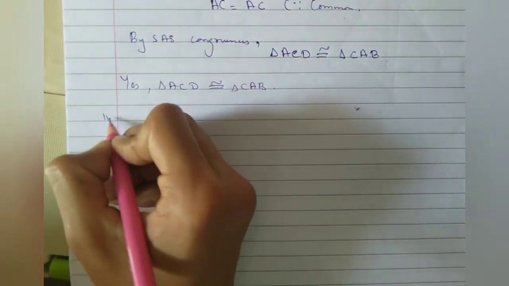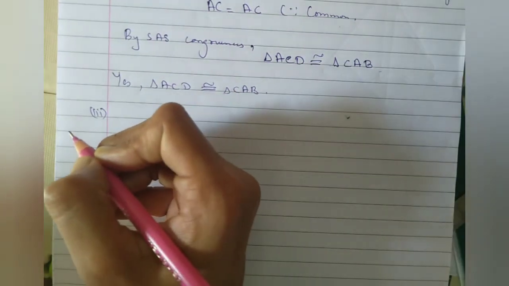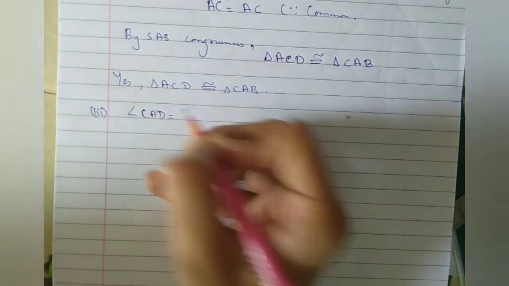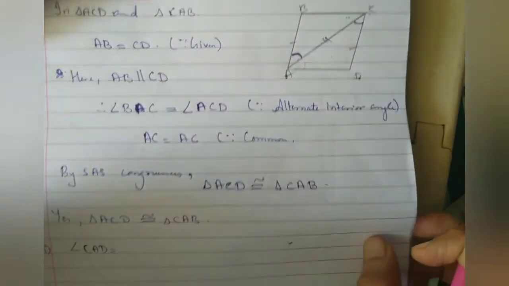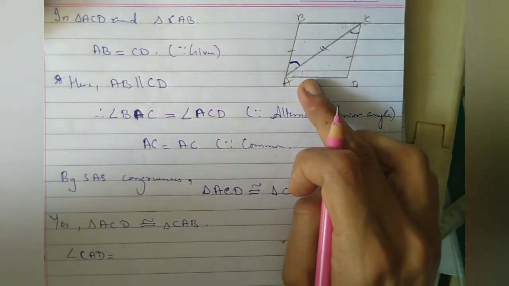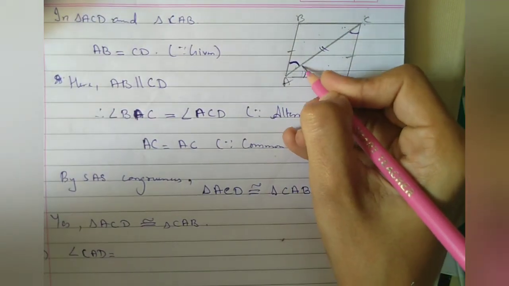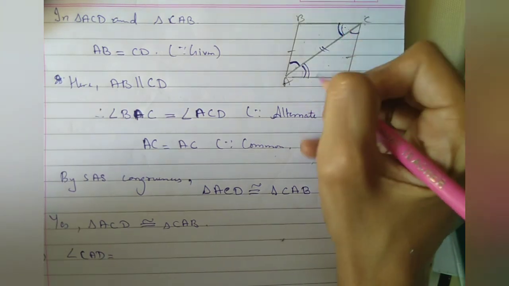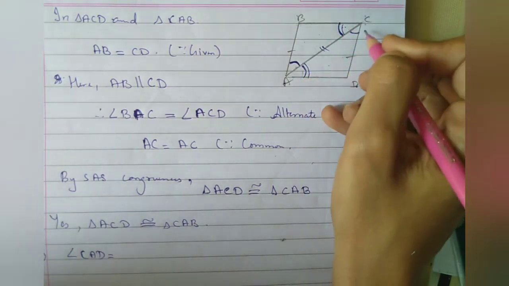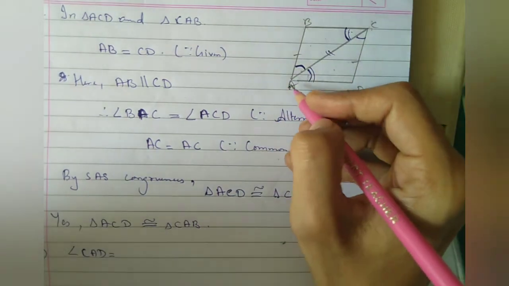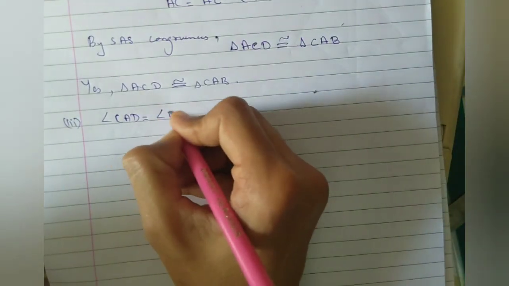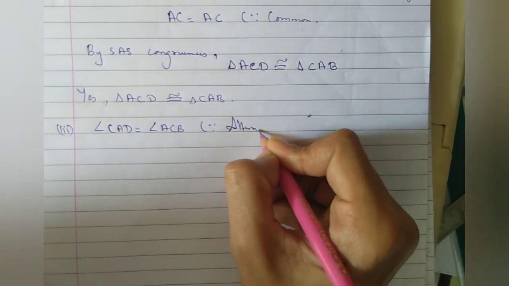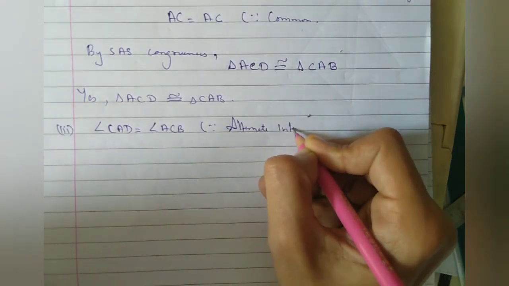Now third one, the question is, which angle is equal to angle CAD? CAD means this angle is equal to this because of alternate interior angles. Okay, so angle CAD equal to angle ACB, because alternate interior angles are equal.